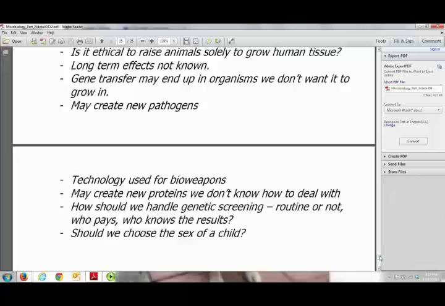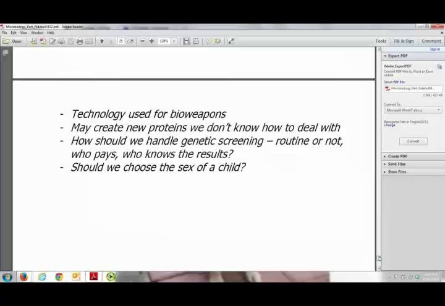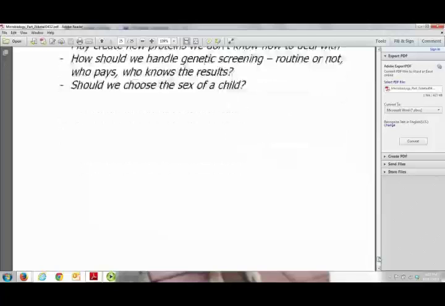Looking at genetic screening, how should we handle it? Is it going to be routine or not? Who would pay for it? Who knows the results of it? It takes issues with HIPAA much further. Should we be able to choose the sex of a child? Right now we have the capability of doing it, but generally it is not considered an acceptable practice to choose the sex of your child.